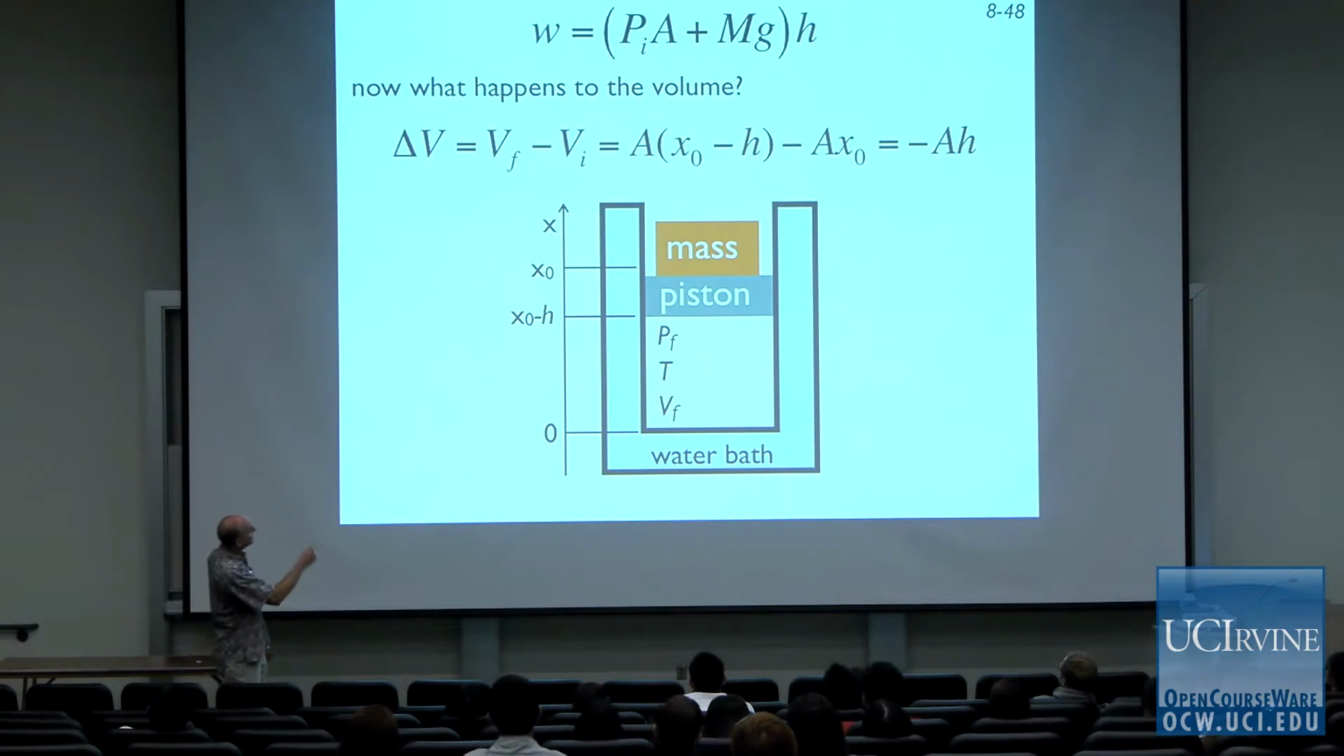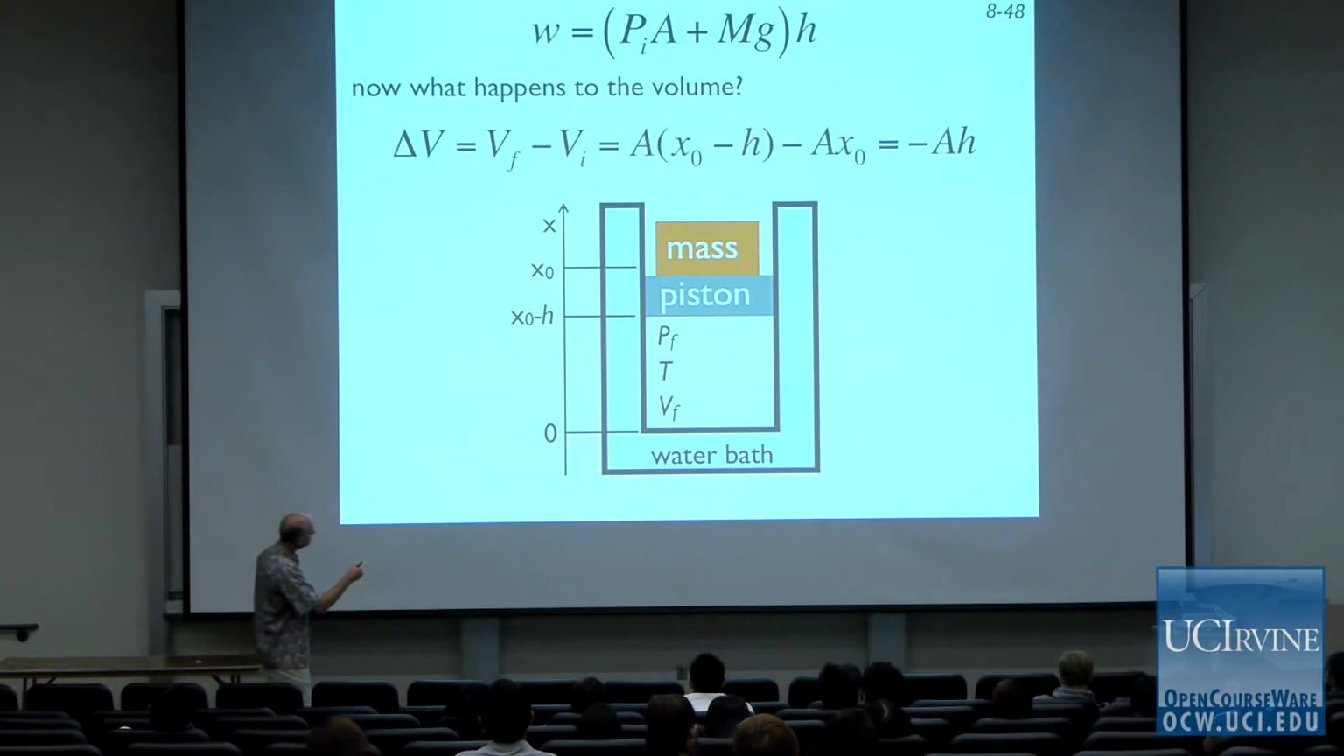Now, what happens to the volume? Well, the change in the volume is just the final volume minus the initial volume. Here we are at the final volume, and I can figure out what this volume is because it's this displacement multiplied by the area. Area of the piston times the displacement that it's moving through, and so that's the final volume right there, A times x0 minus h, and that is the initial volume, and so the difference between them is minus A times h, that's the change in volume.